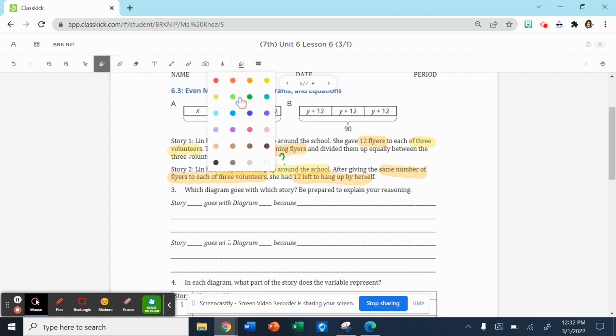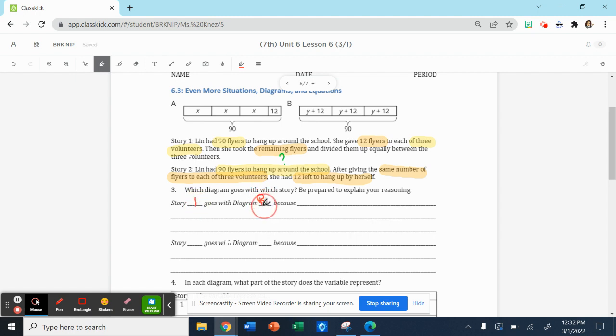So we should have identified that story number 1 goes with diagram B. The reason is because she's giving each volunteer 12 flyers and some unknown amount of flyers. In picture B, we can see that there's 1, 2, 3 volunteers, and each of the volunteers got 12 flyers plus some more flyers. We don't know how much Y is, but that's the remaining amount, the mystery amount of flyers. 3 groups of Y plus 12.